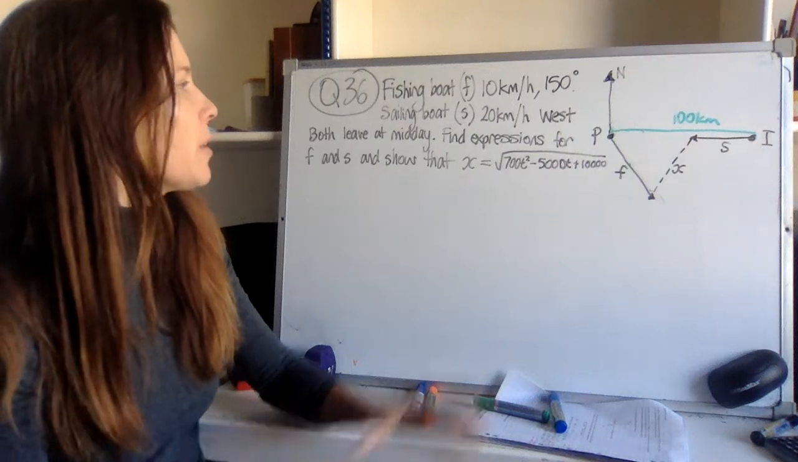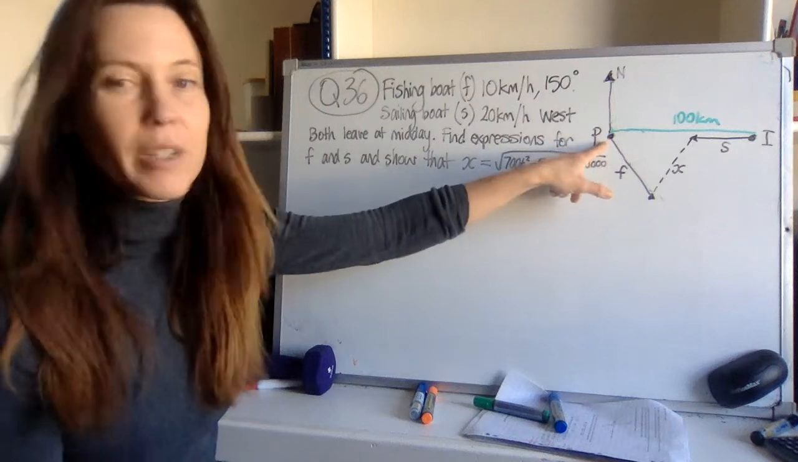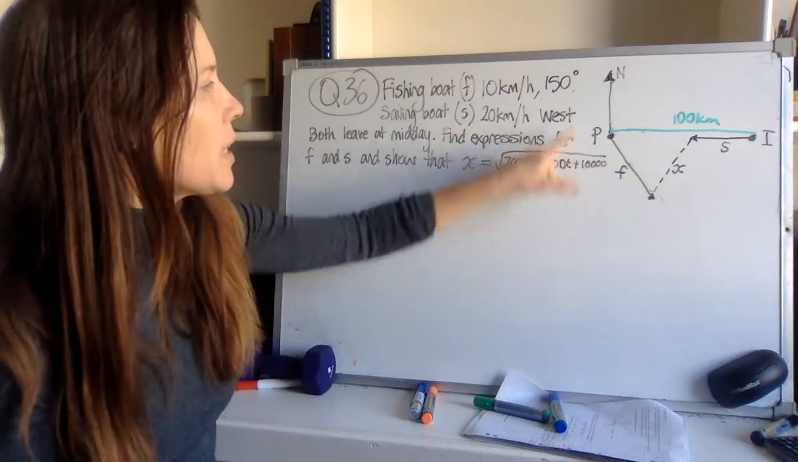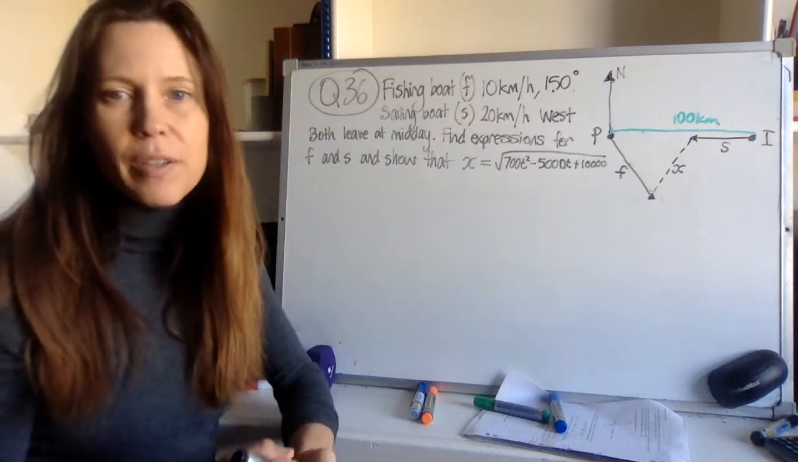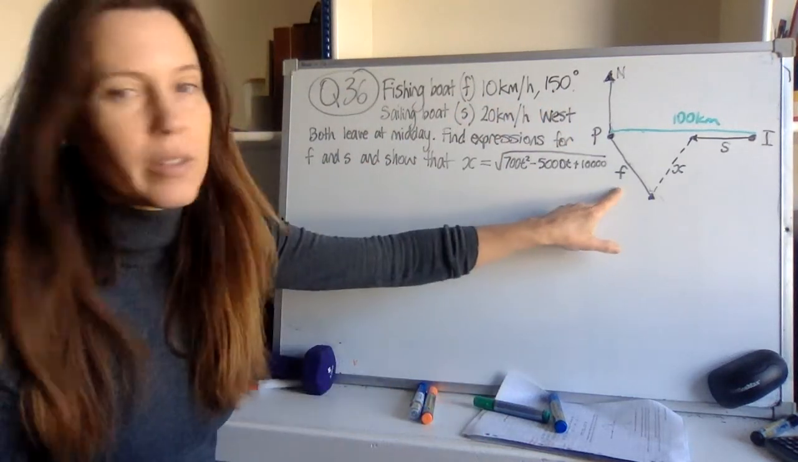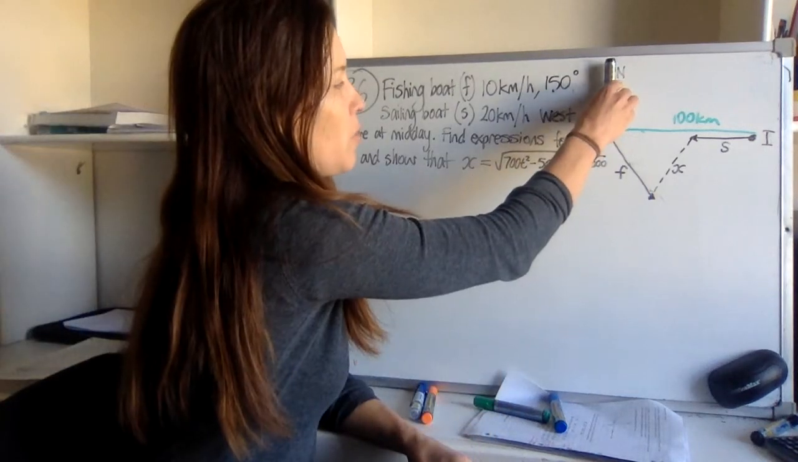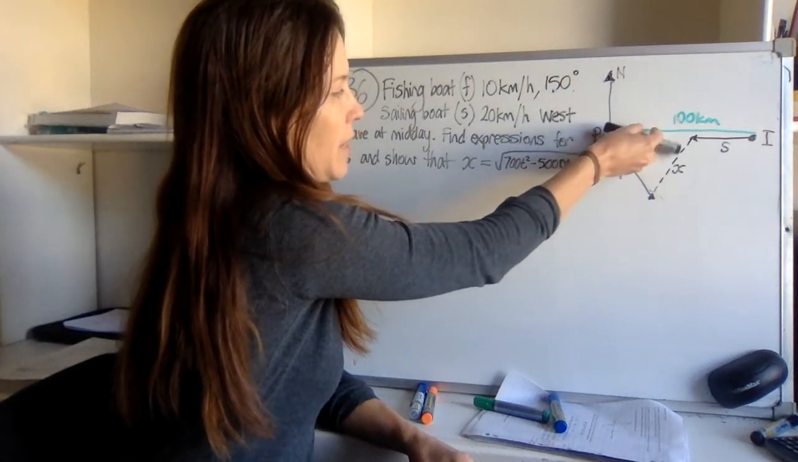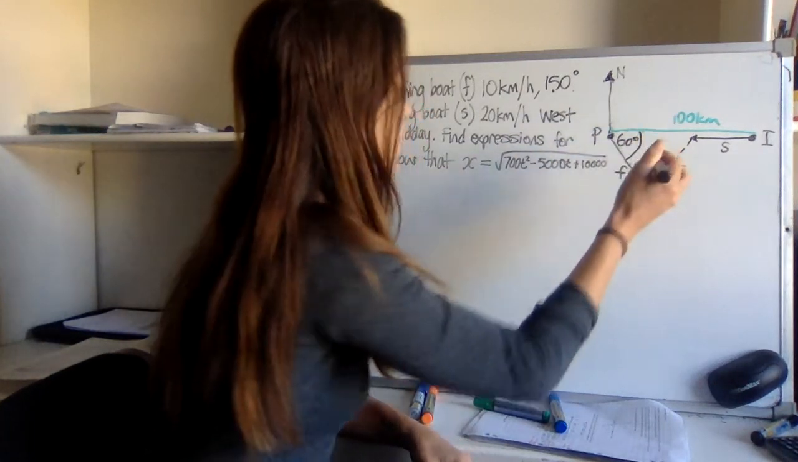Basically, we've got a fishing boat, F, which is going at 10 kilometres an hour, and it's left this port, which I've labelled P, and it's going at a bearing of 150 degrees. Now, as I read the question, if I see something important that's not on the diagram, I put it on. So 150 degrees means from north, we're going not just 90, but then another 60. And that makes this angle in here 60 degrees.